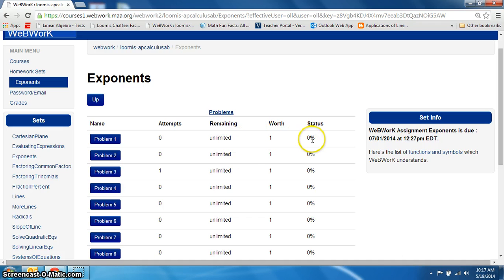These problems are worth 1 point, and the status tells you what percentage of the problem you have done correctly. So if a problem has only one part, then this will say either 0% or 100% according to whether you've done it correctly or not.